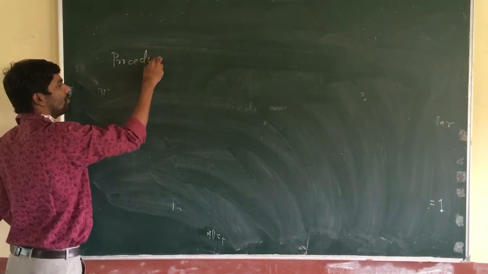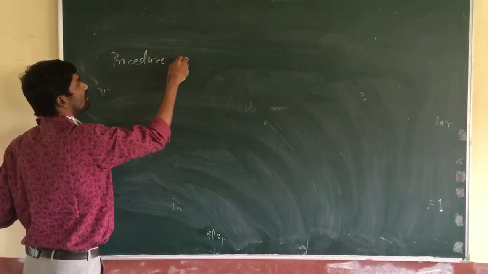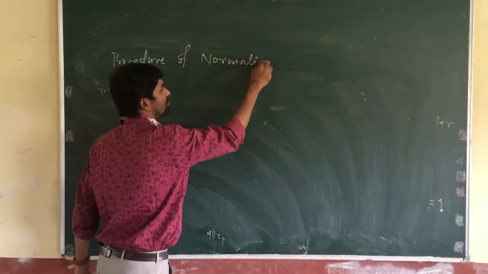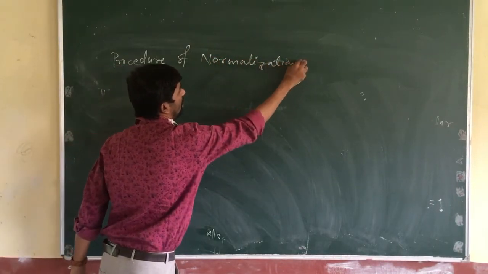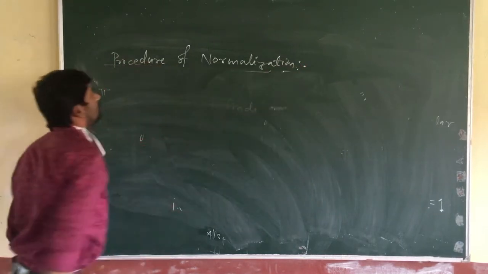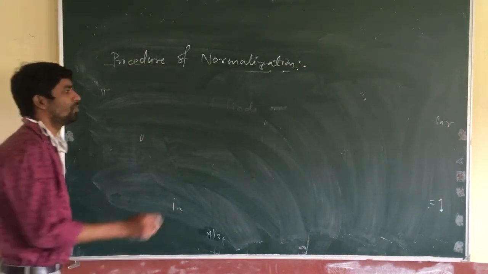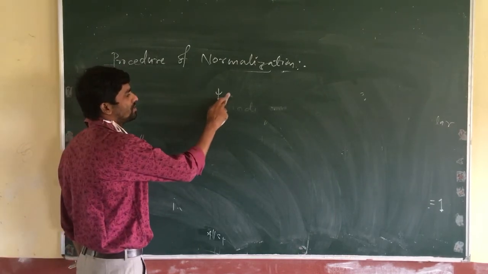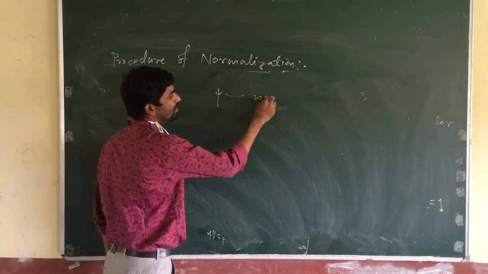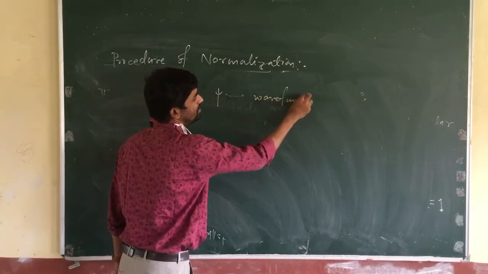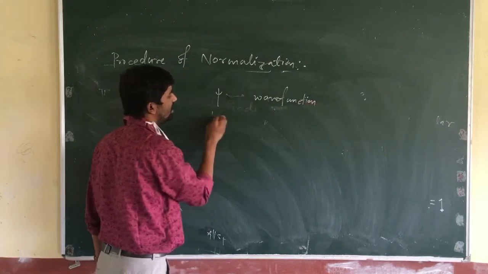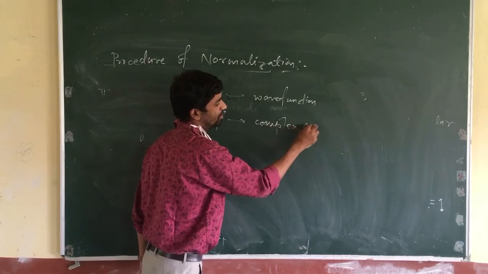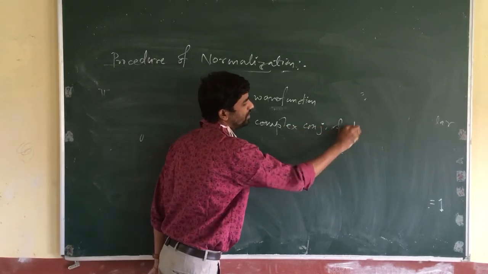Procedure of normalization. How to normalize a wave function. Suppose psi is a wave function, and what is psi star? Psi star is the complex conjugate of the wave function psi.